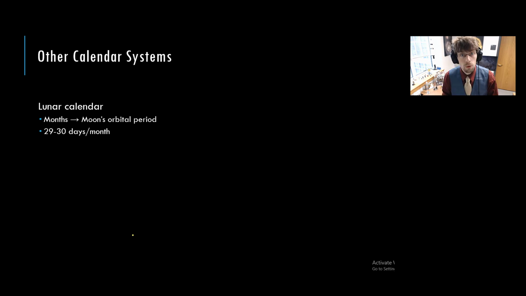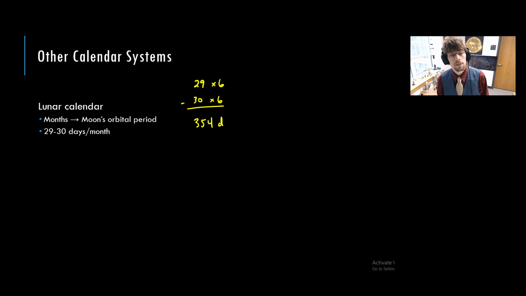Now, of course, we could always do the math, but if you do something like 29 times 6 and 30 times 6, what do we get at the end of the day? Well, we get 180 times 2, so that's 360, minus 6 days. So this is 354 days. So a lunar calendar only has about 354 days.